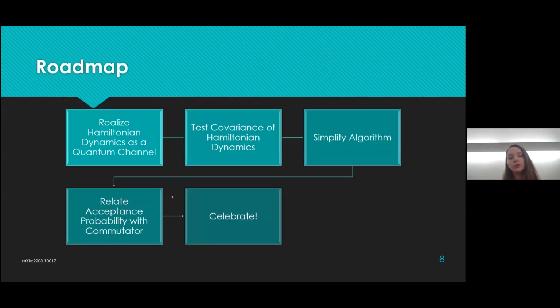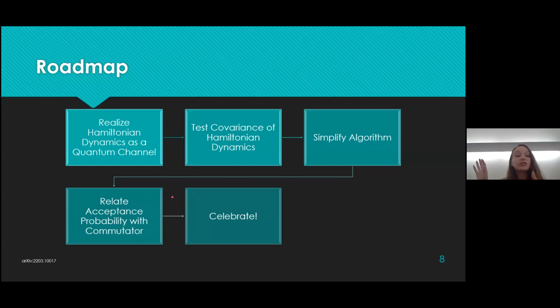So here's the roadmap that I'm going to take you down. If you don't follow any individual step, this is the basic idea of what we were doing. We said, all right, we have a Hamiltonian and we want to put it on a quantum computer. How do you do that? Well, you take its dynamics and you make them into a quantum channel. And that's something you can put on a quantum computer.